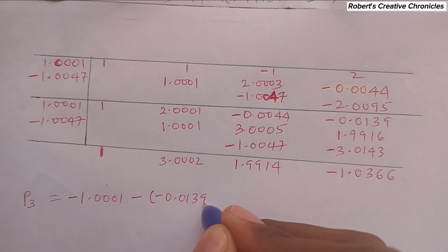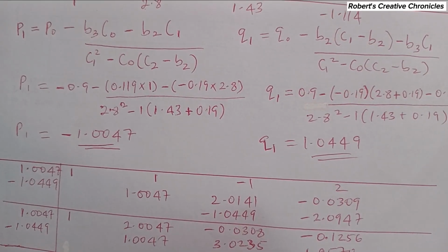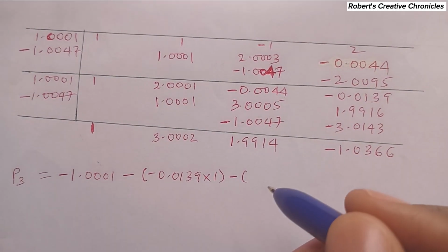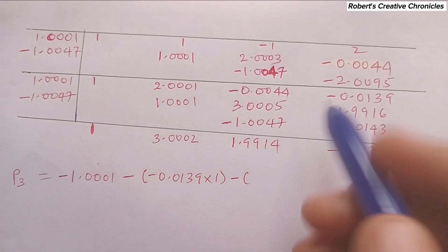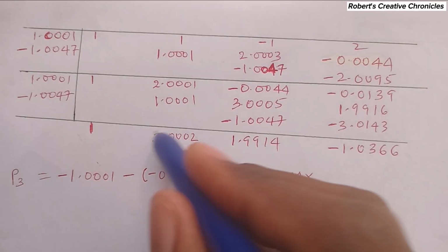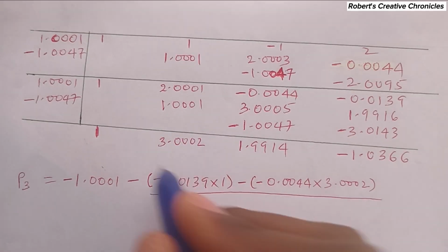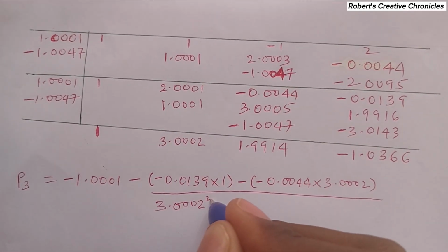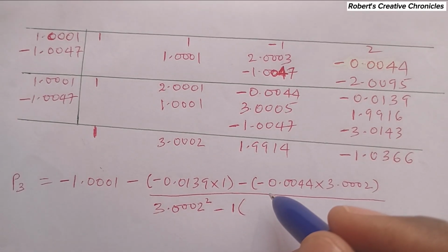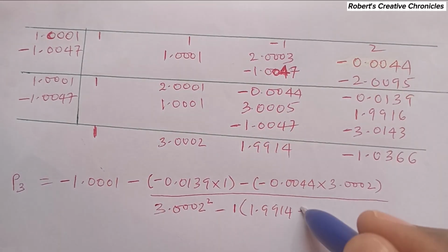minus 0.0139 times C naught minus B2 C1, B naught, B1, B2, C1 divided by C1 square minus C naught, C2 minus B2, C2 minus B2 to become plus.